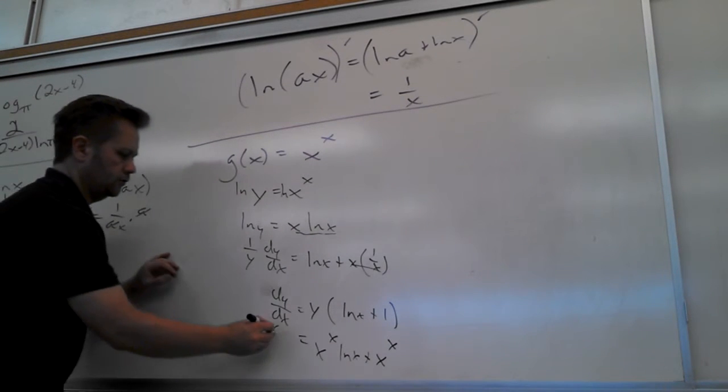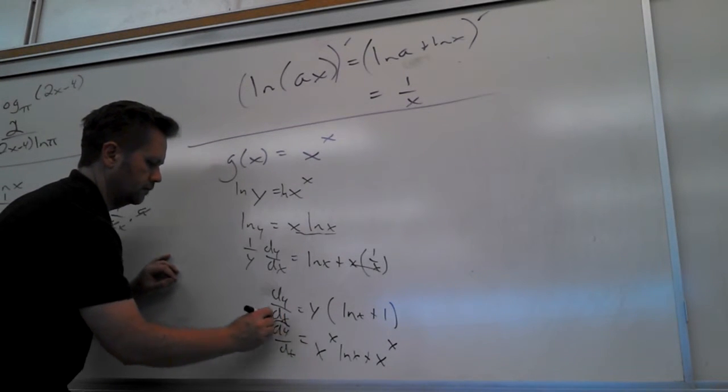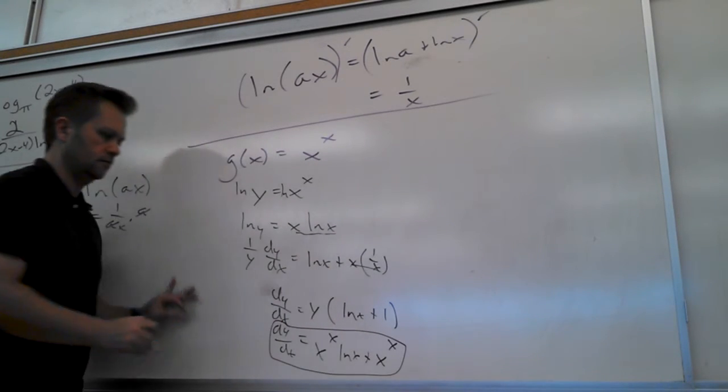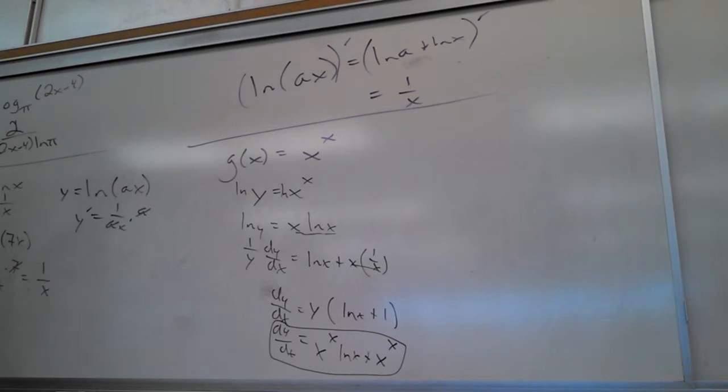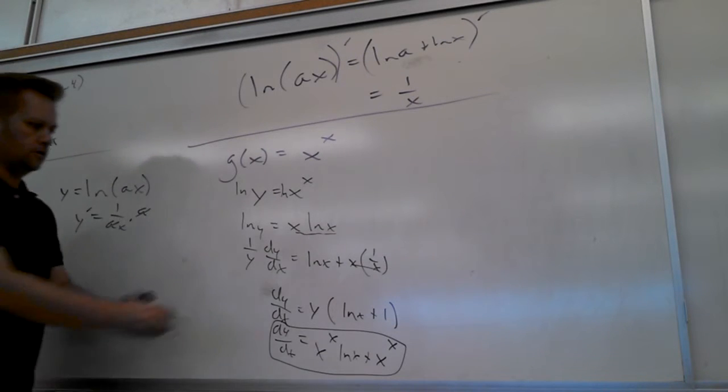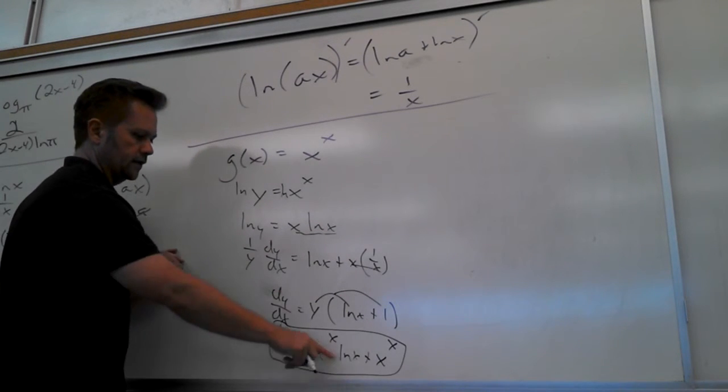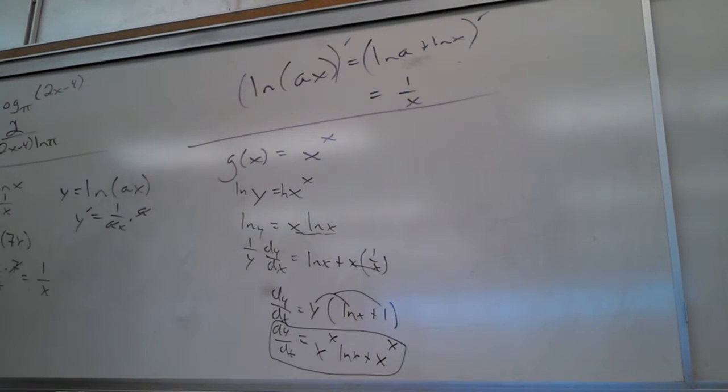Alright, so there's a little cleaner example of the problem we did last time. Why did the y become an x to the x? Distribute the y through, and y is x to the x. Okay. It just looks funny. I know, it looks weird. I totally agree.